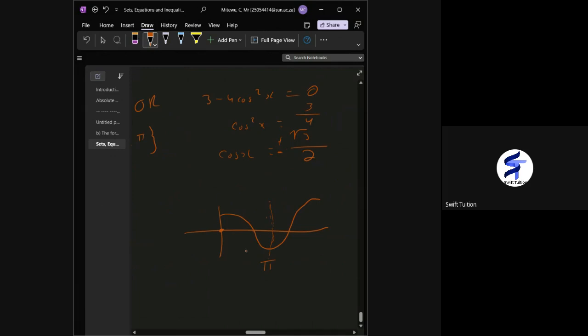So what does this basically mean in terms of what we have over here? We're looking for when the graph is equal to either √3 over 2, right? Or when the graph is equal to -√3 over 2, because if I were to find the square root of cosine x squared, I could have gotten plus √3 over 2, or I could have gotten -√3 over 2. What does that basically mean then in the context of what I have over here?